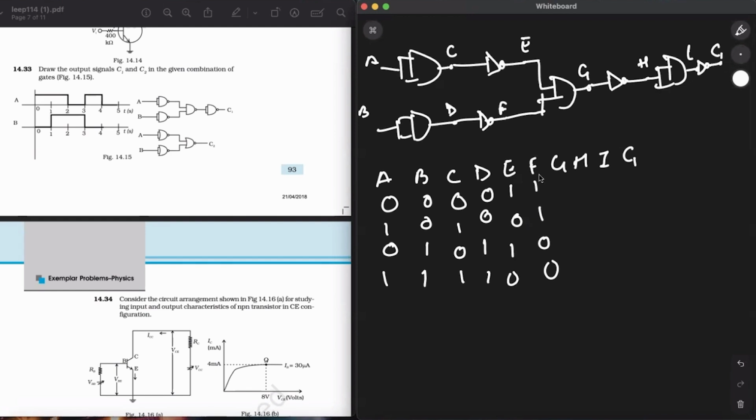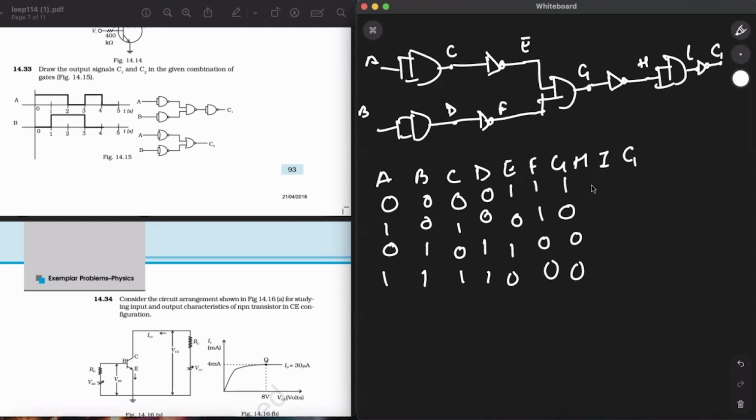Okay, now moving onwards to G. G is the AND of E and F. तो E and F का अगर AND करूंगा तो 1 1 पे तो सही है 1, otherwise इस पे भी 0, इस पे भी 0 and इस पे भी 0. Now G मिल गया, then we have to get to the H.